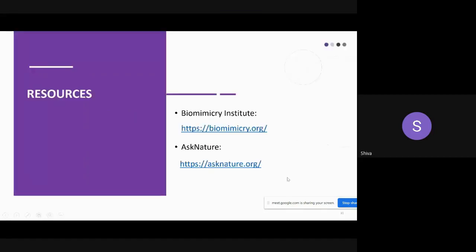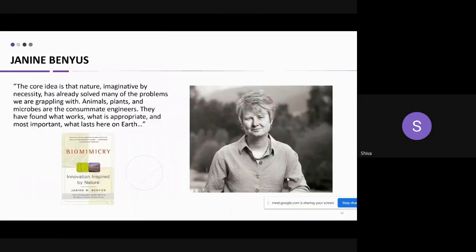So this is the lady, she's called Janine Benyus. I've been in touch with her team, and she's the one who started this entire revolution, this entire movement. She lives in the US. She's part of many boards, and she's a very good speaker. She's written this great book called Biomimicry: Innovation Inspired by Nature.